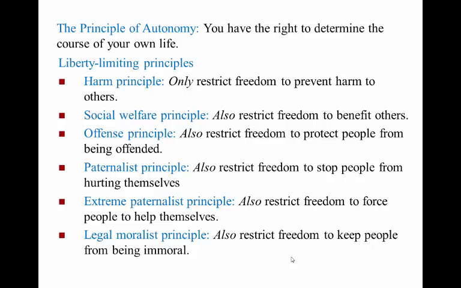All of these laws were determined to be unconstitutional by the Supreme Court in a case called Lawrence versus Texas in 2003. And in general, legal moralist arguments are no longer taken very seriously in the United States.